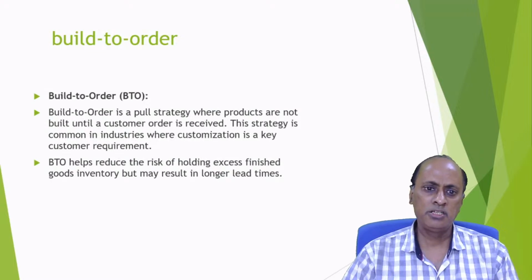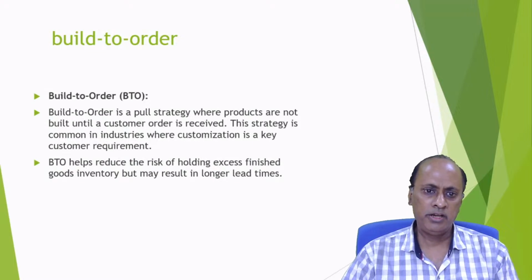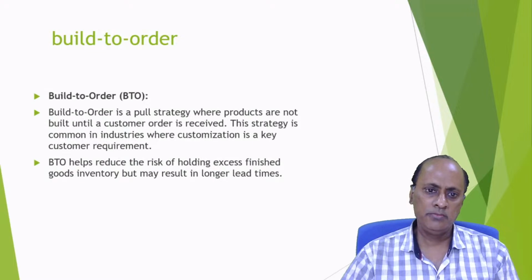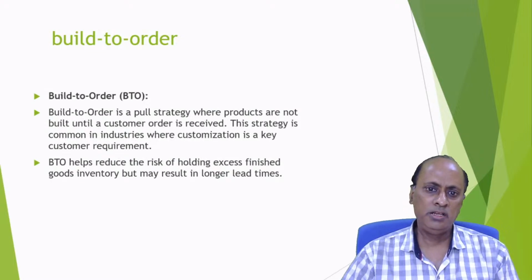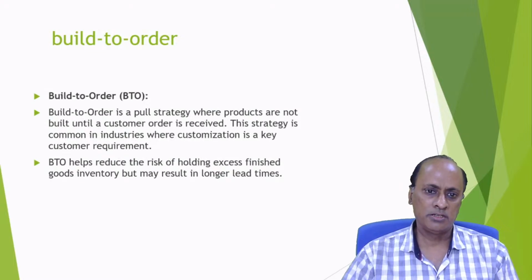Now take the furniture industry, where customization is a key customer requirement. We don't find a standard furniture, a standard sofa set. When a customer comes, he goes to the catalog and sees what type of sofa set he likes. Accordingly, he places an order, and therefore the manufacturer starts to manufacture.